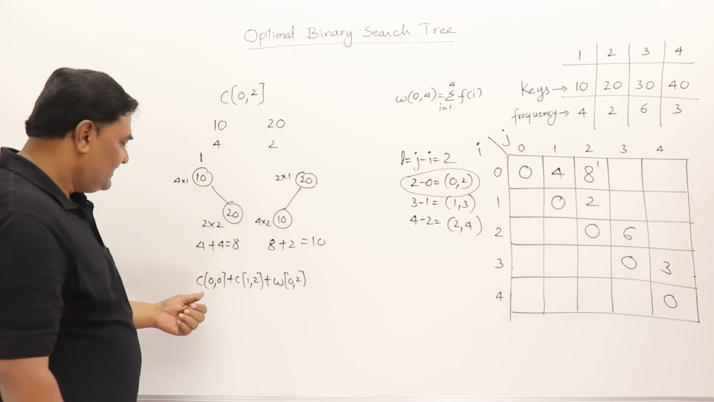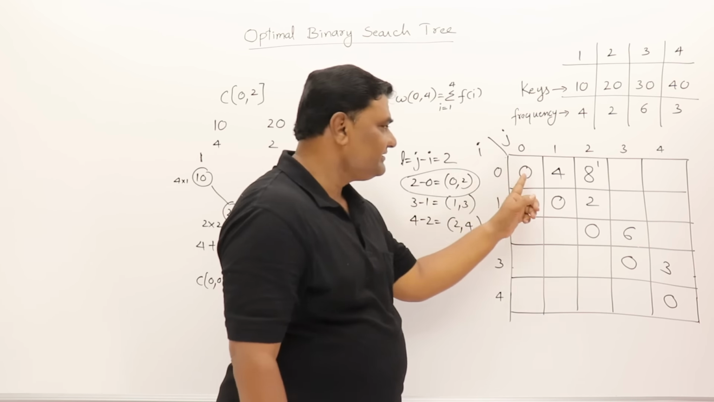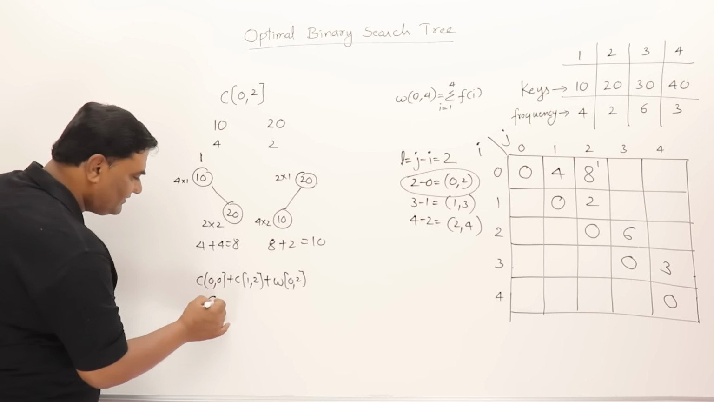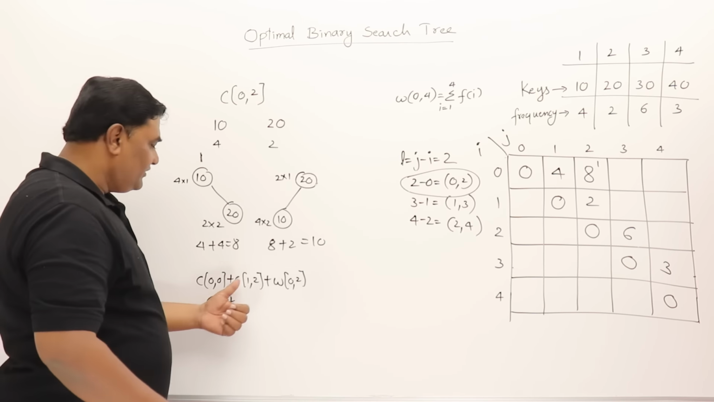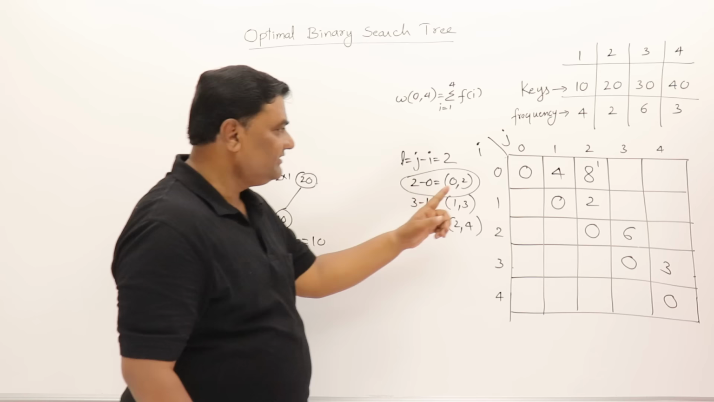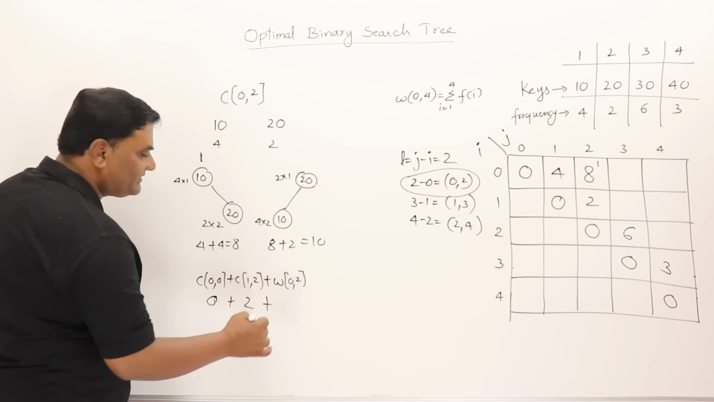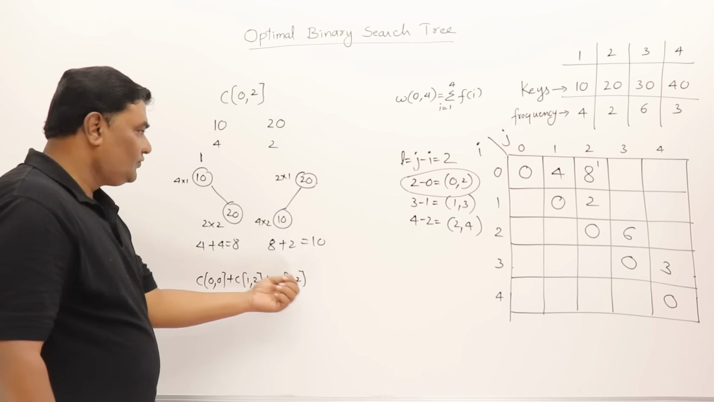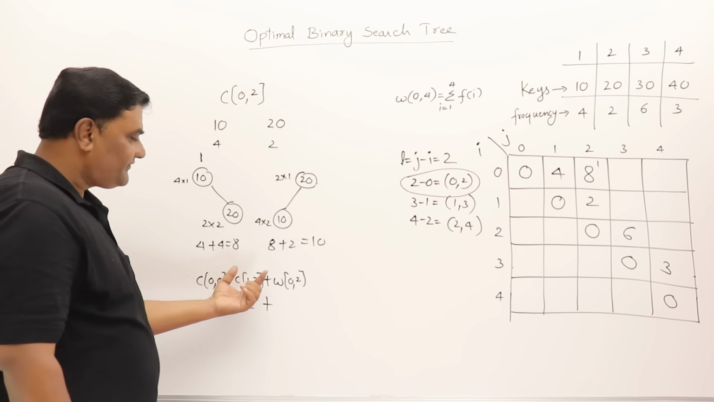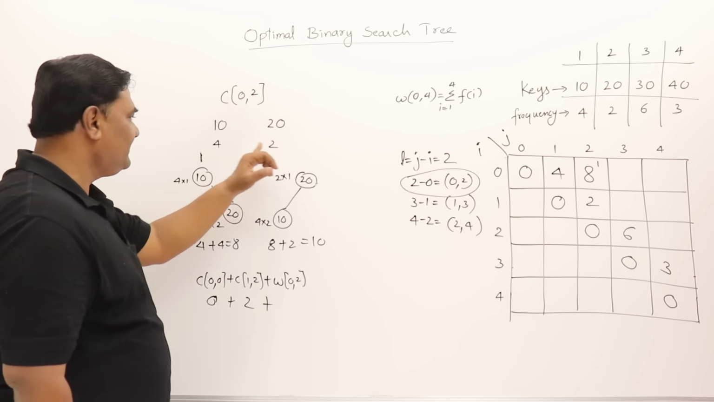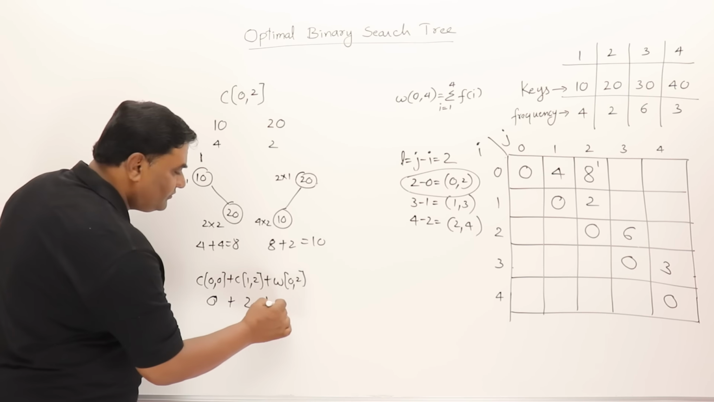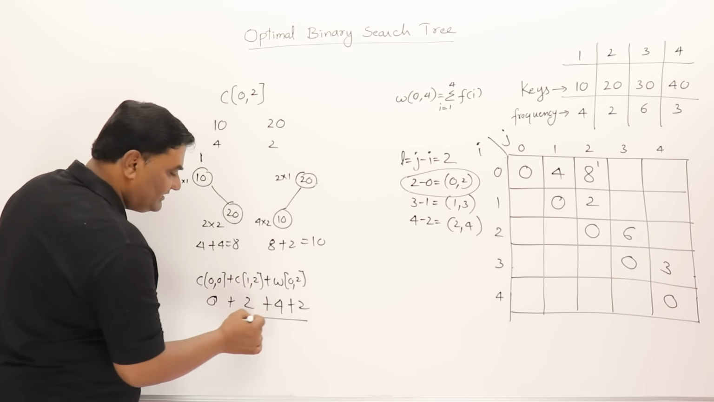Let us check. C of 0, 0, how much? 0. Plus C of 1, 2. C of 1, 2 is how much? 2. Plus weight of 0 to 2 means I should add all the frequencies from 1 to 2, 1 and 2. So already I have this 4 plus 2. So 4 plus 2. So answer is 8.